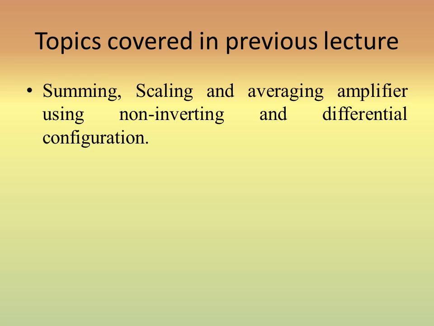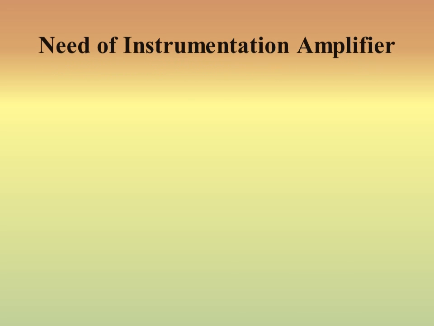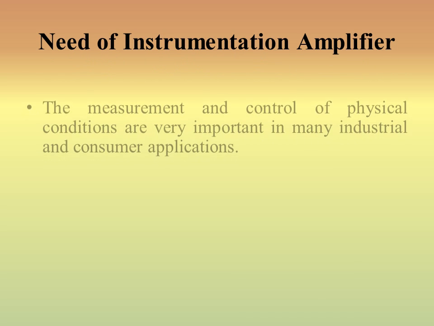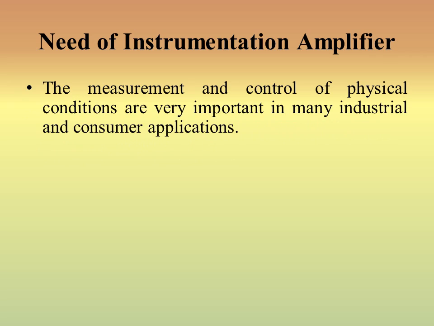Now today in this lecture we will discuss how an operational amplifier can be used as an instrumentation amplifier. So first of all we'll discuss why there is a need for an instrumentation amplifier. Basically, in industrial or consumer applications, it is very necessary to control the physical conditions where the thing is being prepared, and precise measurement is very necessary in the factories.